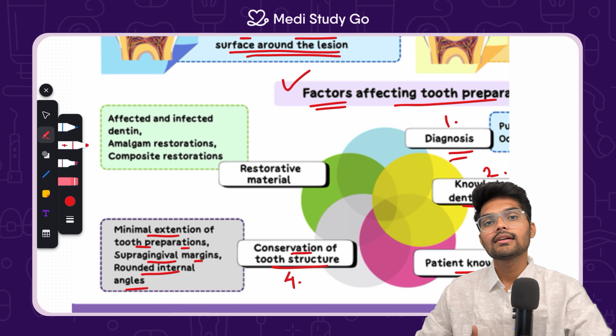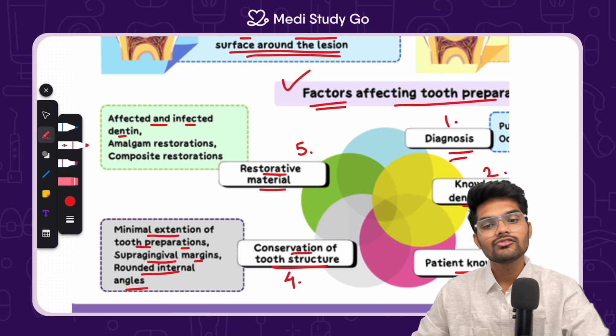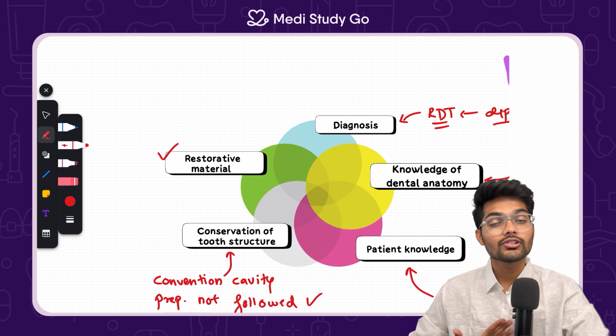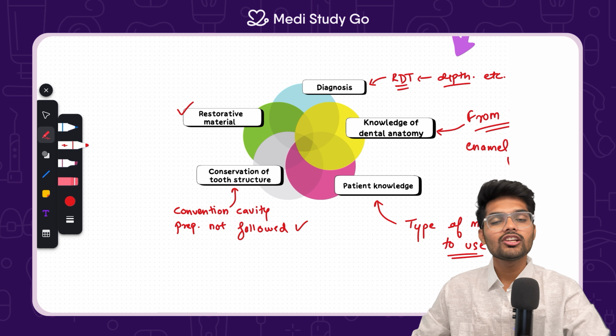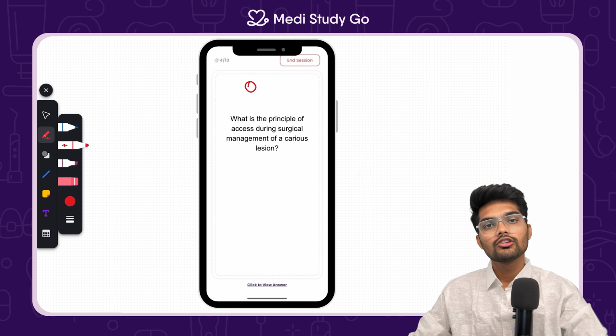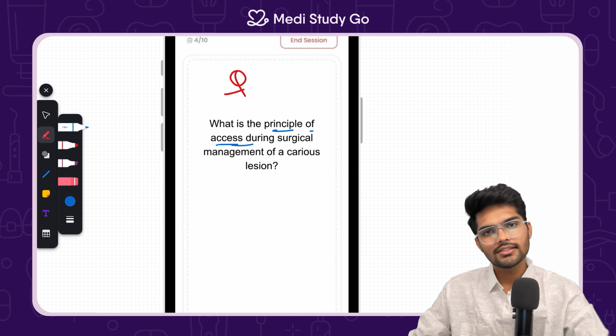And the last factor which can affect our cavity preparation is the restorative material which we are going to use. The affected and infected dentin, amalgam restorations, or composite restorations. All of this can cause change in our cavity designs, which we have already studied in the third point. So now let us go through a few questions which are going to help us revise this topic.